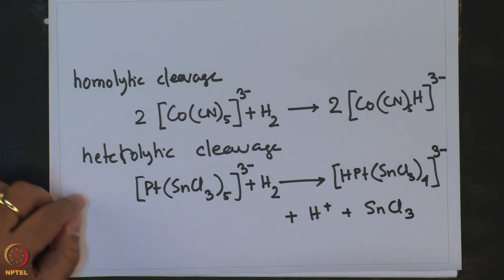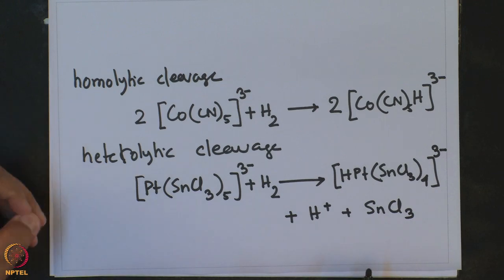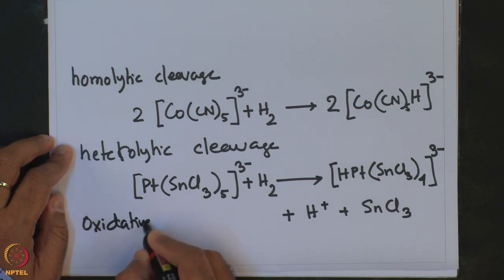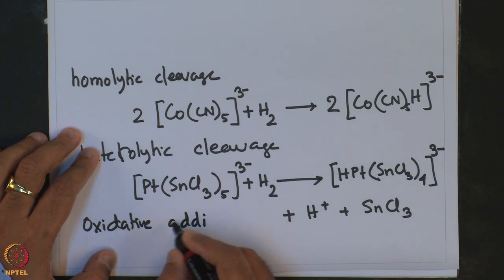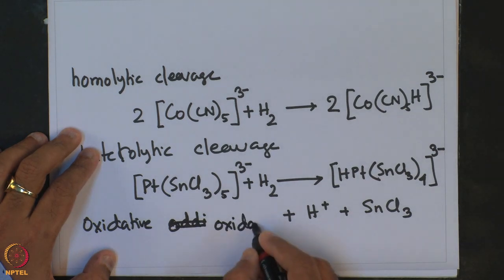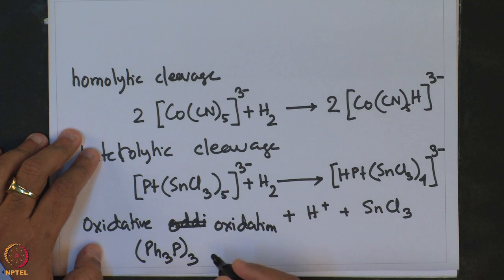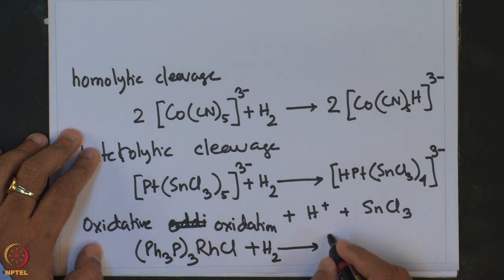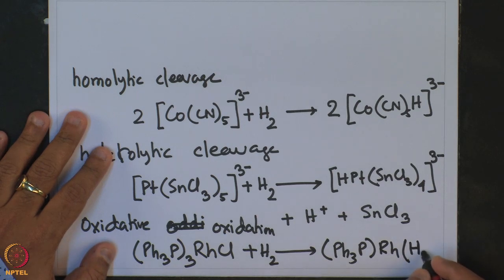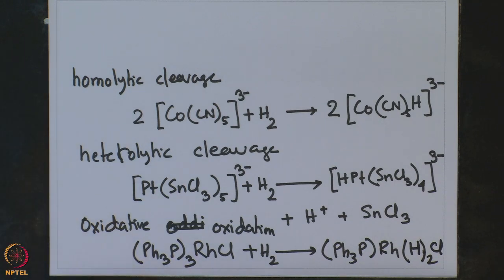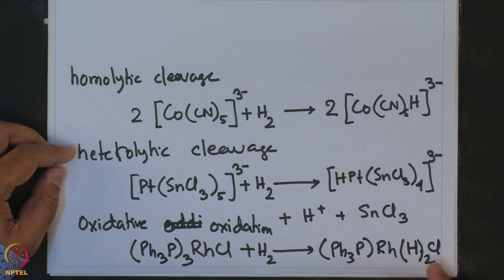And next comes oxidative addition, which is just oxidative addition of hydrogen to a metal center. This is like any other oxidative addition reaction. And this is given by the reaction (PPh3)3RhCl plus H2 giving (PPh3)3Rh(H)2Cl. So, this is a way of cleaving hydrogen.